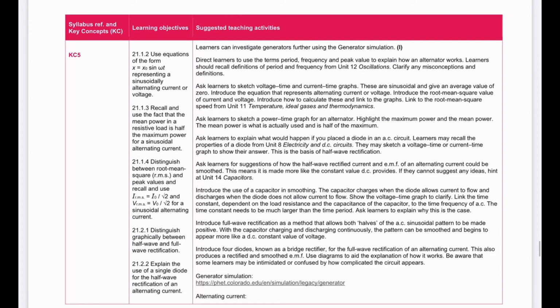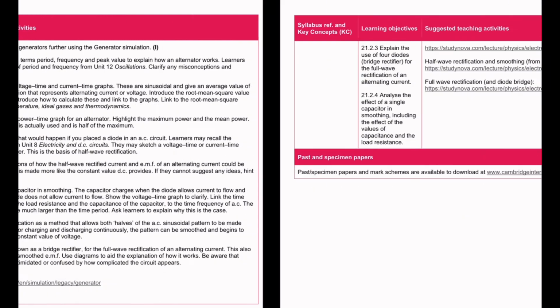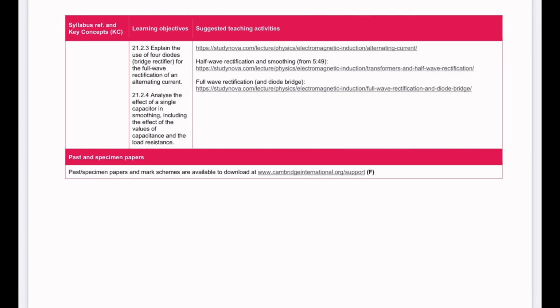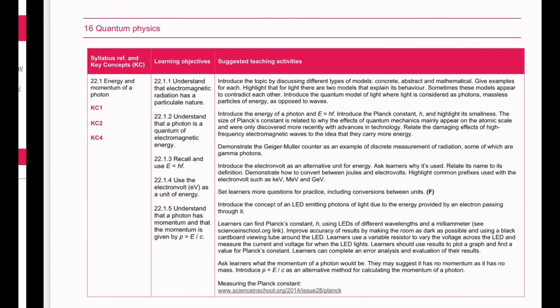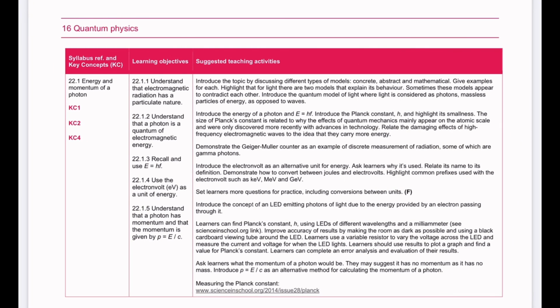21.2.2. Explain the use of a single diode for the half-wave rectification of an alternating current. 21.2.3. Explain the use of 4 diodes, a bridge rectifier, for full-wave rectification of an alternating current. 21.2.4. Analyze the effect of a single capacitor in smoothing, including the effect of values of capacitance and the load resistance. Quantum physics. Key concepts.